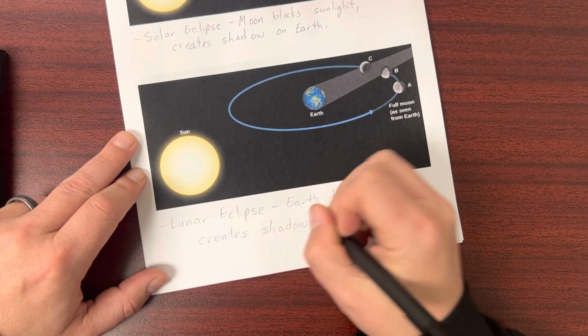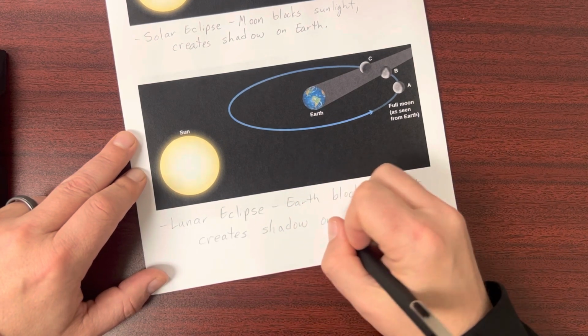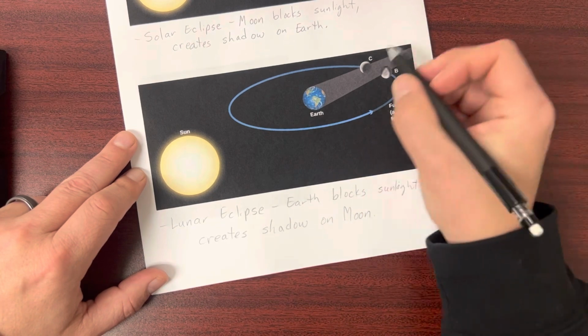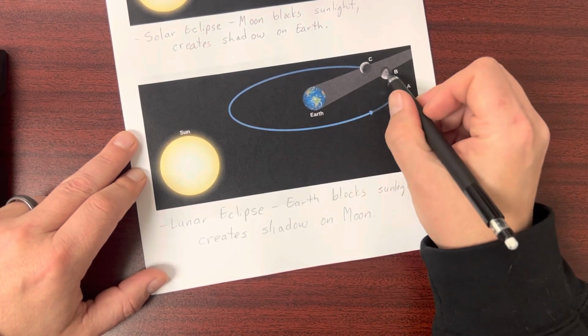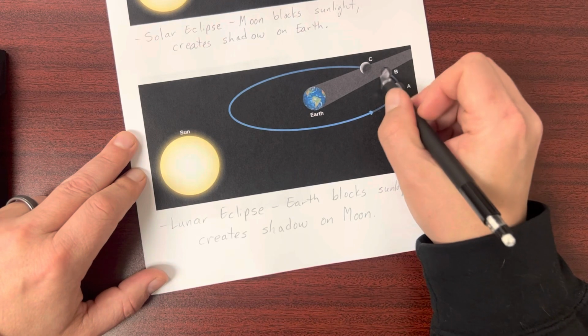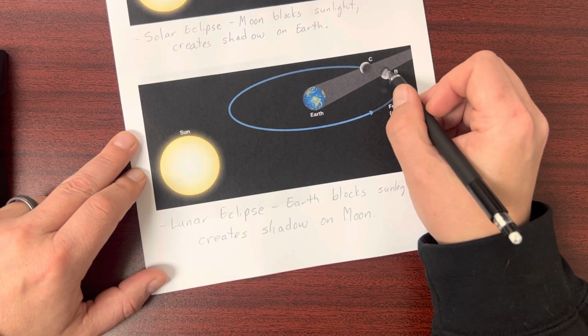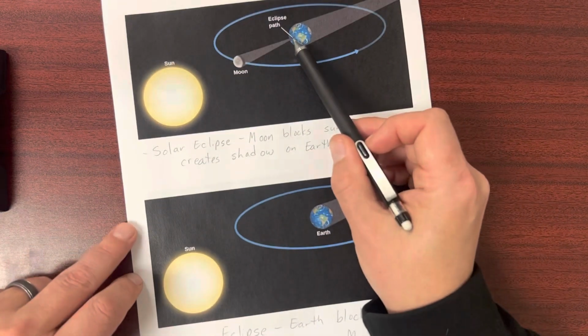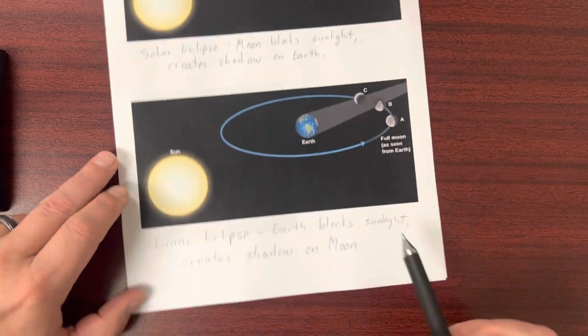How does that shadow compare to the solar eclipse? What you'll notice is the shadow from the Earth on the moon is much bigger. It can completely cover the whole moon, eclipsing the whole moon, where the shadow that the moon created up here was very small.